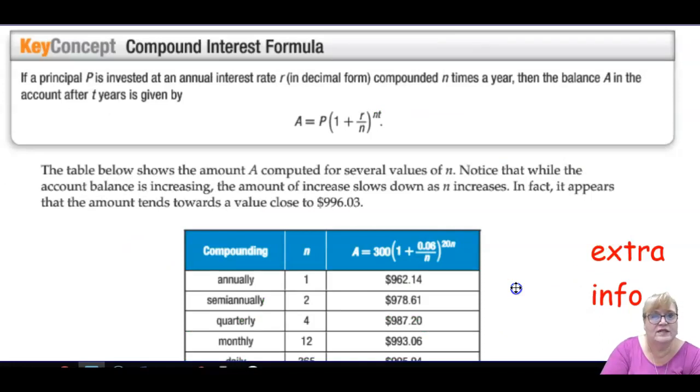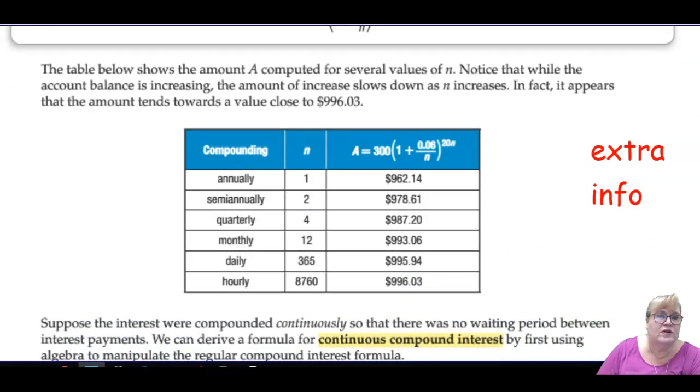So again, this is an extra slide, but in case you get confused, it goes over that semi-annually is twice a year, quarterly is 4 times a year, monthly 12, daily 365. Some people use 360 for that number. My daughter's taking a business class right now and they use 360 for some reason. And hourly, which almost never use.